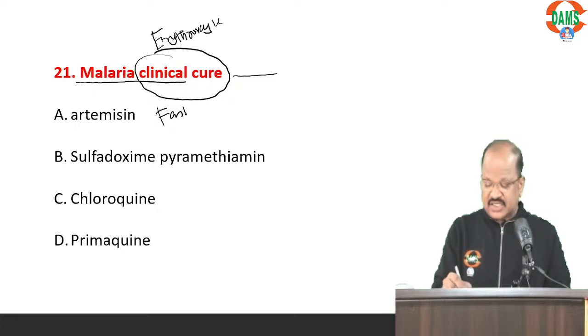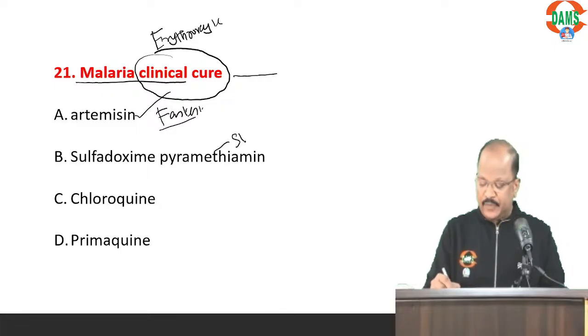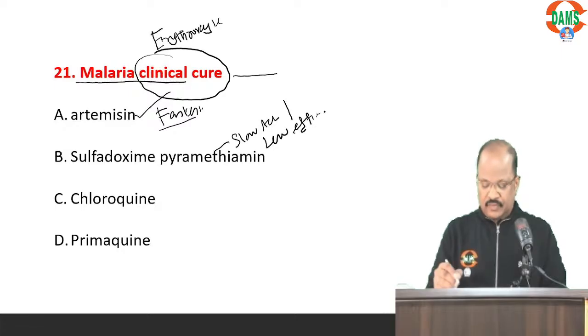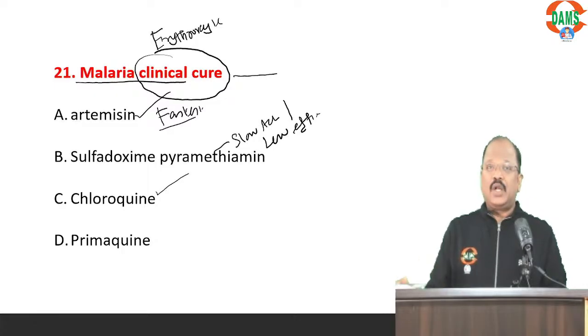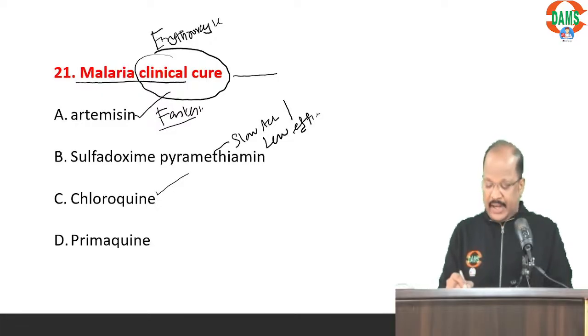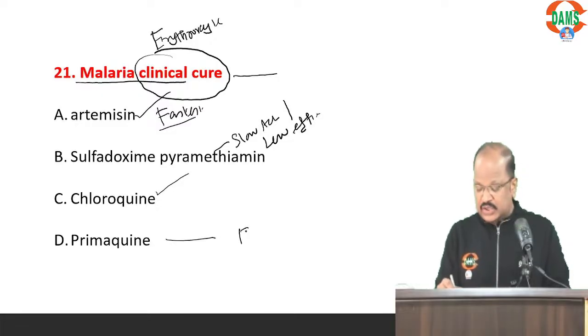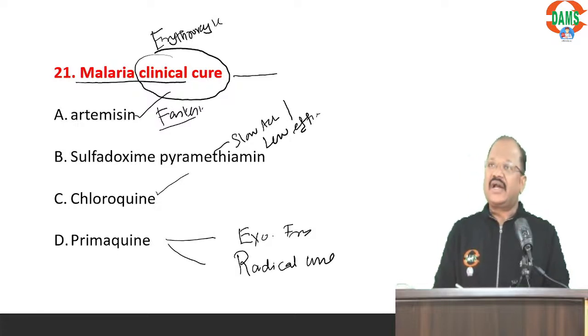Here, the fastest acting drug is artemisinin, so useful. Sulfadoxine might be useful, but it is slow acting and has low efficacy. Chloroquine is also useful and fast acting, but for this there should be sensitivity. Primaquine acts only on the exoerythrocytic stage. That means it is useful for radical cure of Vivax, not for clinical cure.